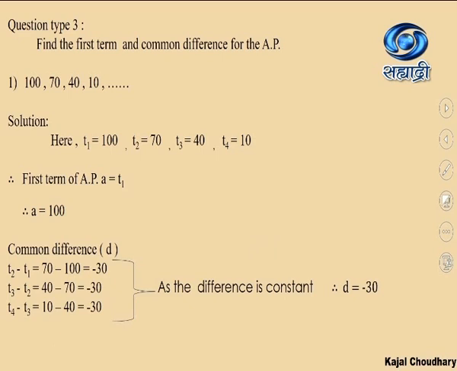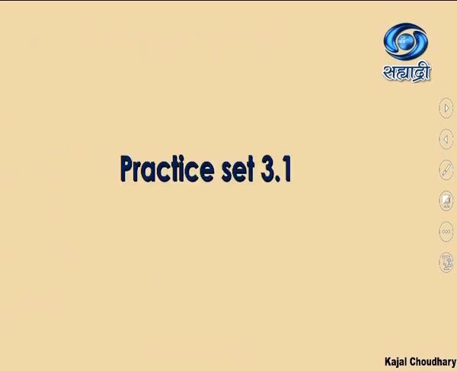So, this is constant and hence your D goes as minus 30, and we were supposed to find the same thing in the question. So your first term of the given AP is 100 and your common difference for this particular AP is minus 30. Now, using this, you will be able to solve practice set 3.1. The exercise is very simple. Do try all the sums. You are going to get each and every sum from the practice set.